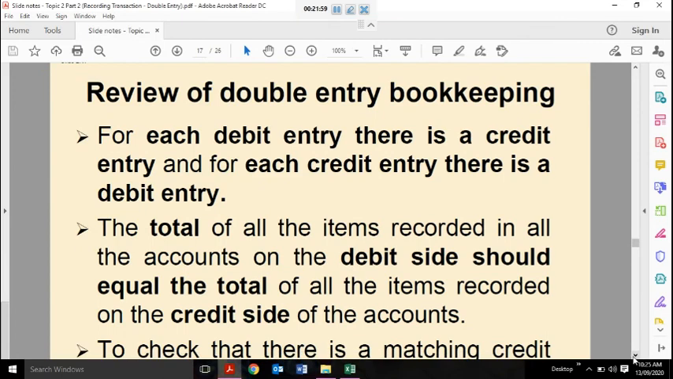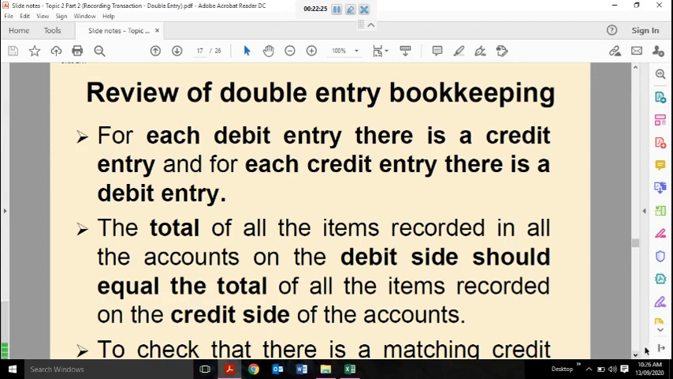For each debit entry, there is a credit entry, because that's why we have the double entry concept. And for each credit entry, there is a debit entry, vice versa. The total of items recorded in all the accounts on the debit side should equal the total of all the items recorded on the credit side. So both sides, the total must be the same, when you do the double line.